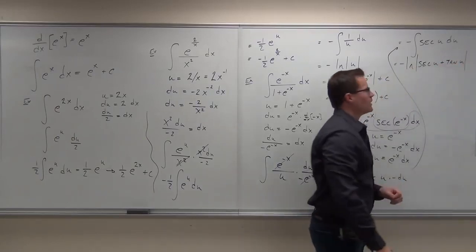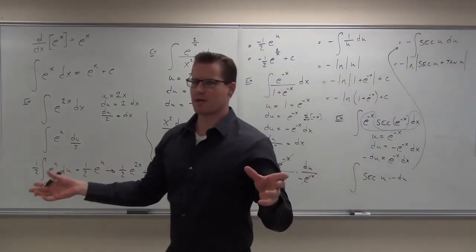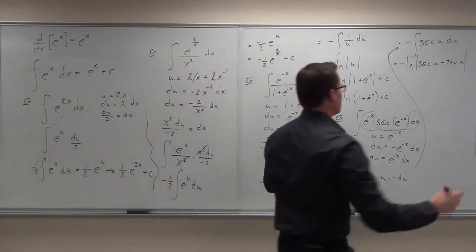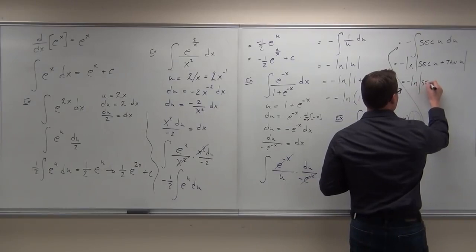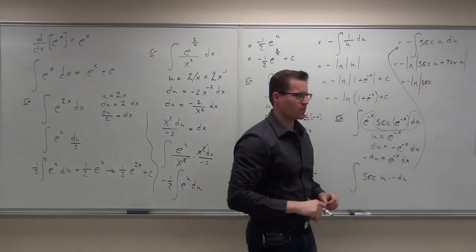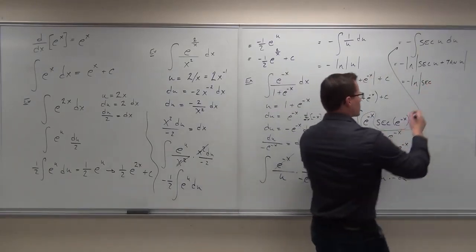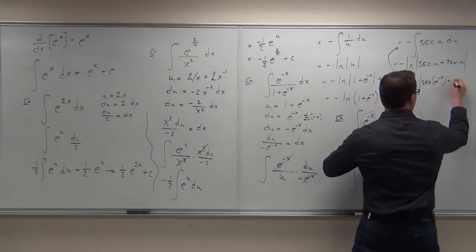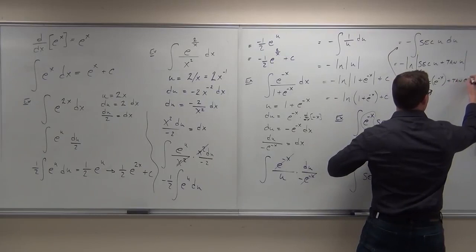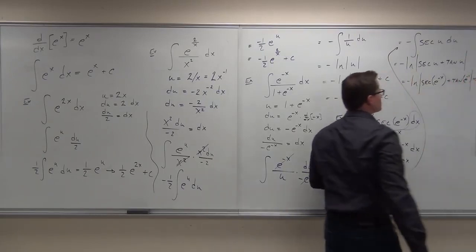Close the absolute value. Tell me one more thing, everybody, we're going to do before we end this problem. Put your u back in. Okay, so negative ln absolute value secant, what is our u anyway? e to the negative x. Right there, we got a breadcrumb trail. It tells us what to do. I'm going to put some parentheses there, plus tangent e to the negative x, absolute value plus c.